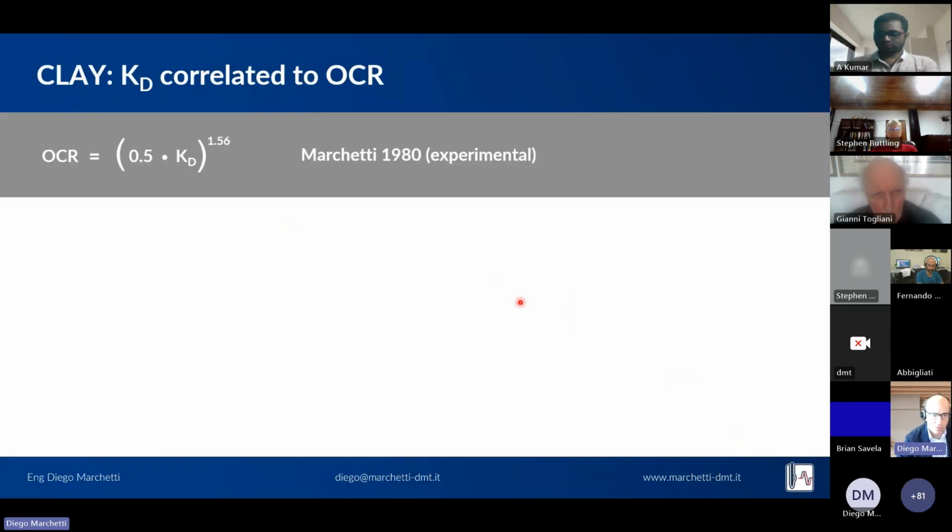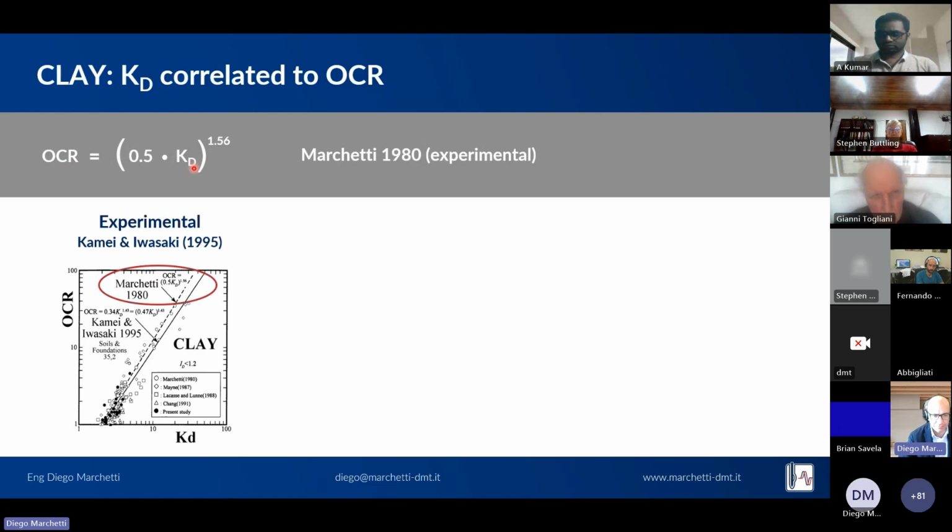Now, Professor Marchetti in 1980 went to several research test sites worldwide that were very well documented and identified this correlation of OCR as a function of KD. It is nice to show that additional experimental data 15 years later showed that the formula of Marchetti 1980 was very close to the best fitting line with many other additional points provided by the authors of the paper.